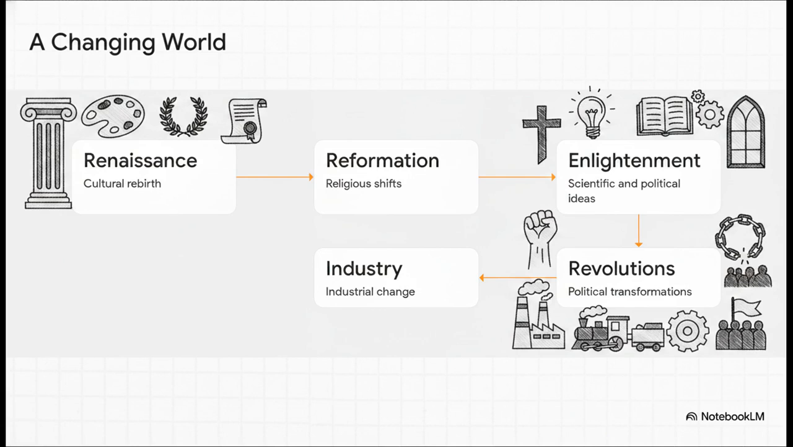We can actually trace the domino effect of these new scientific and political ideas step by step through 5 major historical shifts. First, we kick off with the cultural rebirth of the Renaissance. Then, we roll right into the religious shifts of the Reformation and the deep intellectual awakenings of the Enlightenment. Now, those ideas, they inevitably spark massive political revolutions, which lead us straight into industrialization. It is literally a perfect, logical chain reaction of human progress.